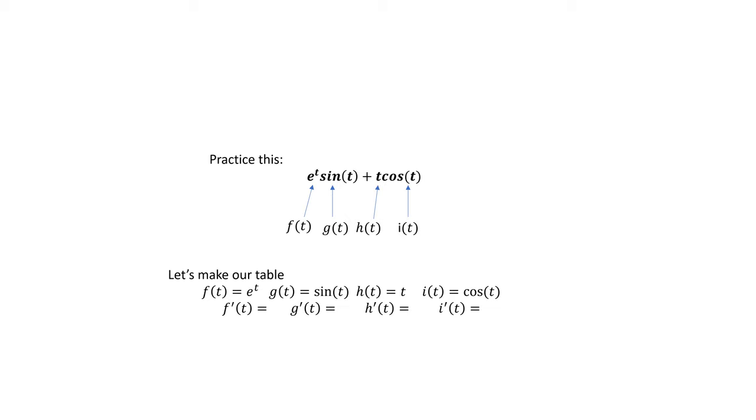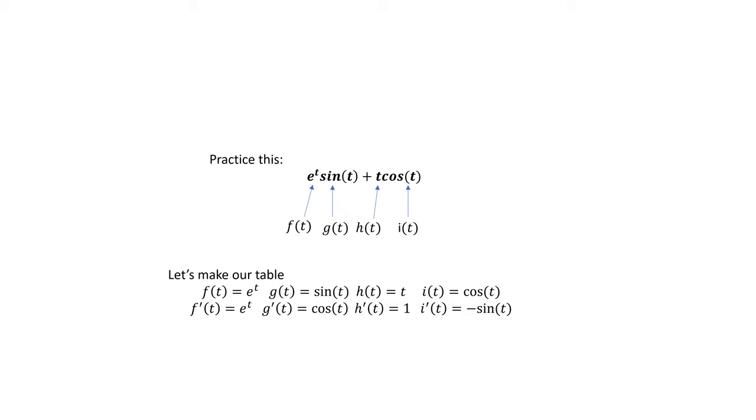But now the next step is we have to take the derivative of each one of these. So the derivative of e to the t is just e to the t. Hopefully you know that from section 3.1. If you don't, that's okay. The derivative of sine of t, you learned in section 3.3, so you might not know it yet. It's cos of t. The derivative of t is just 1. And finally, the derivative of cos of t is negative sine. So I'm just going to fill those in here for us. So now we have our table made.